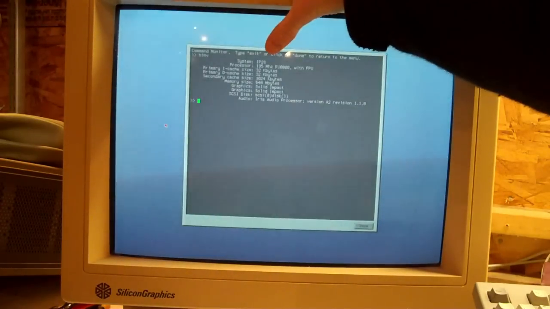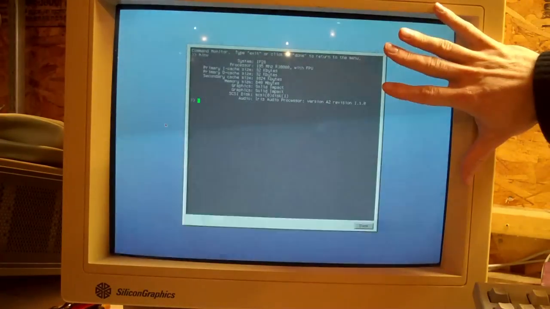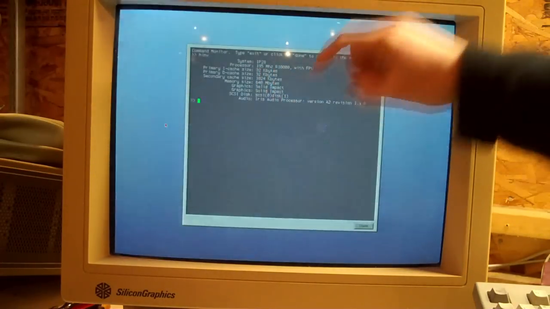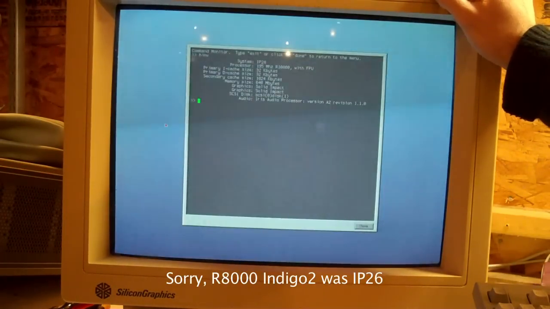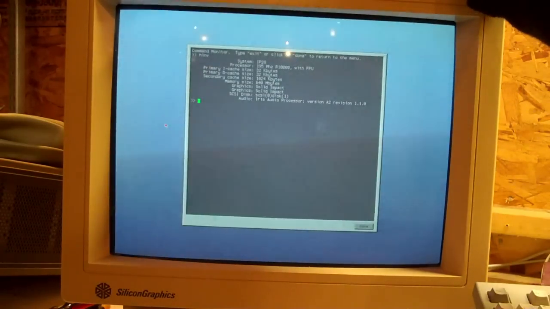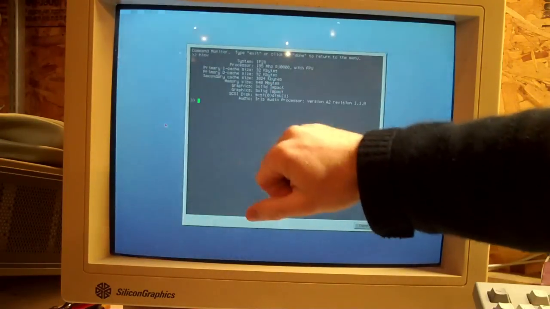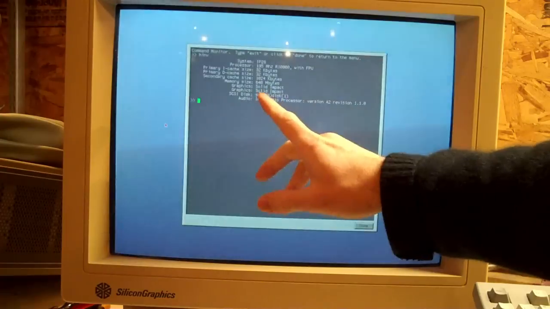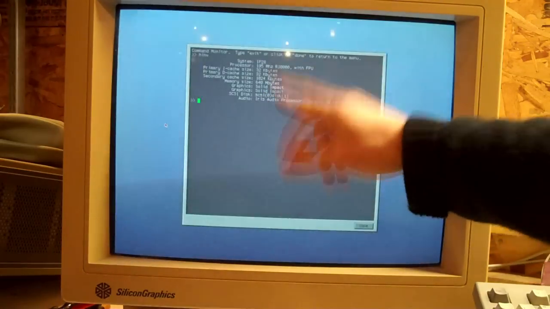It is an IP28. The IP number in SGI land referred to the processor type and kind of the architecture, but not really. So where this was an IP28 being an R10,000, then the R4,000 was an IP22, I believe, and the R8,000 was an IP27, something like that. This unit is a 195 MHz R10,000 with floating point processor. It's got a meg of L2 cache, 640 megs of RAM. It's got two graphics cards, both of them are Solid Impacts, and then an internal SCSI disk and onboard audio.